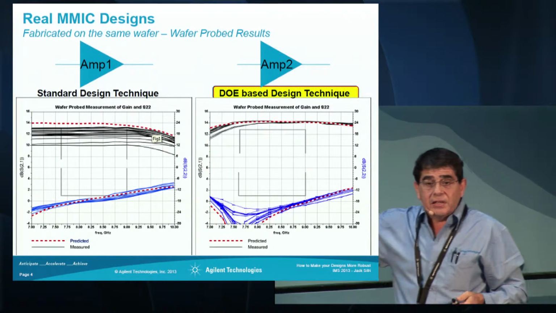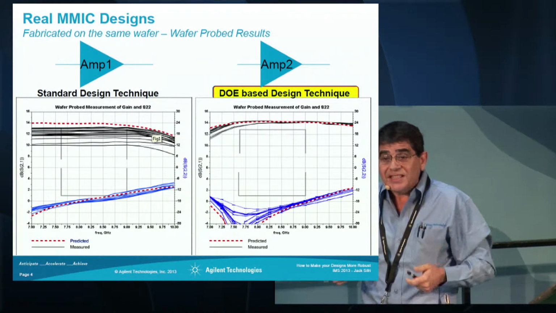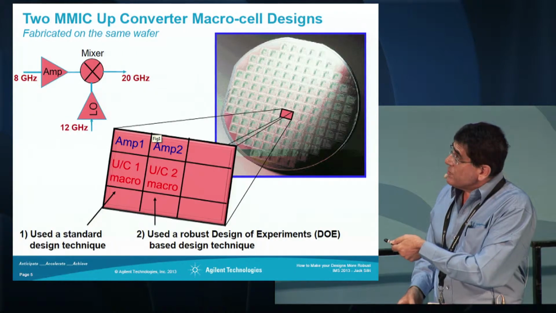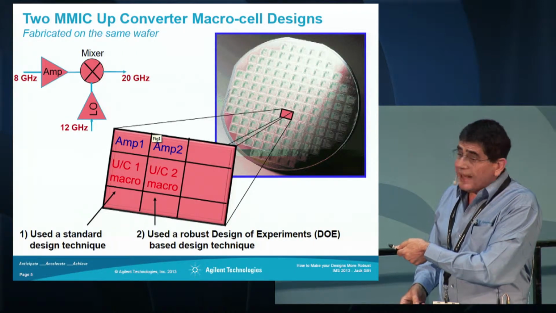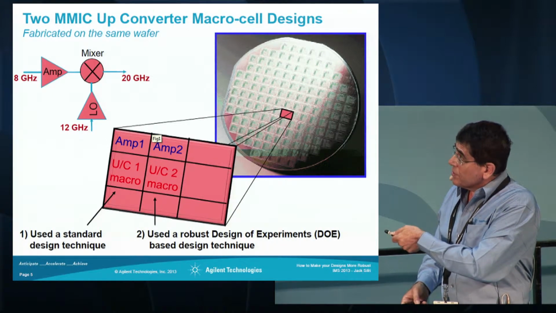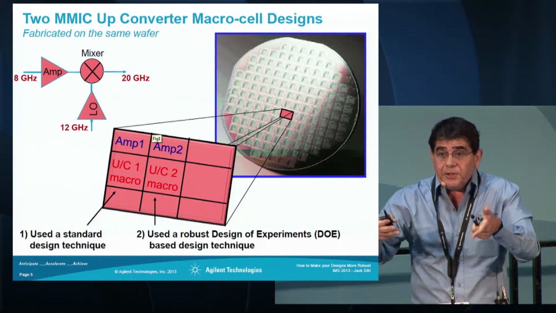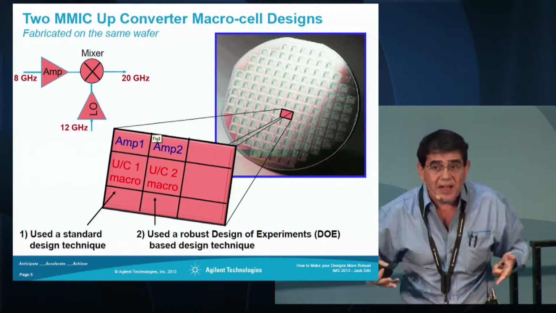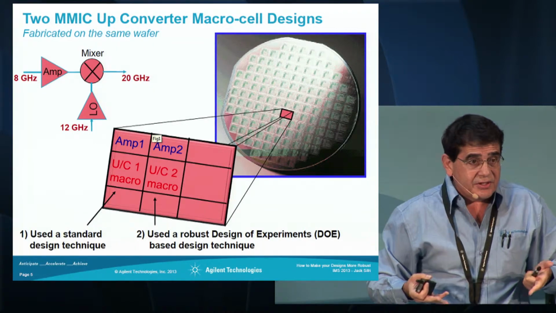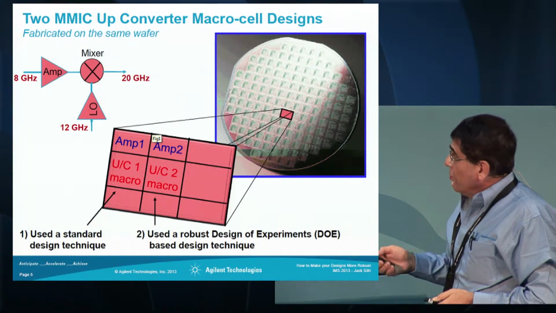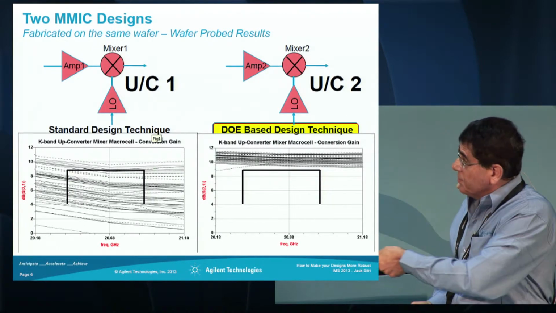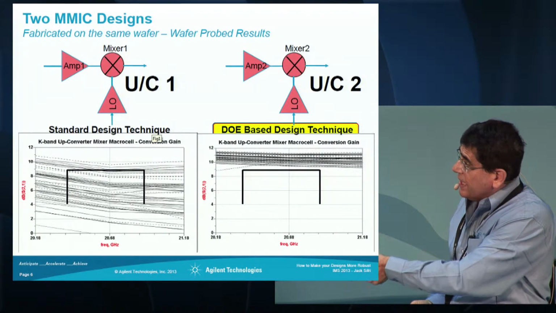We liked the results here, and we said, hey, let's do another experiment. In the other experiment, we added a mixer and an LO amp to that amplifier. We constructed this macro cell, and we fabricated this whole macro cell in the same process, same wafer. We did this, and these are the wafer probed results. Notice the conversion gain at 20 gigahertz.